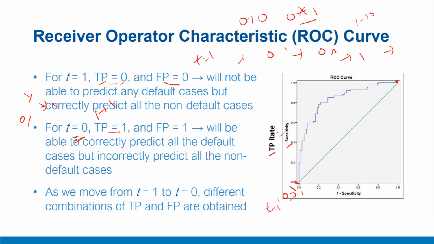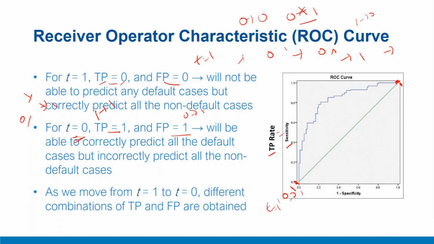But at the same time, our zeros are also getting classified as ones. That means the false positive rate is also 1. All the zeros are classified as ones, so the false positive rate is also 1. So we have these coordinates. Again, this is irrespective of the model. Whatever model you choose, for t equal to 0, this point will always be 1, 1.